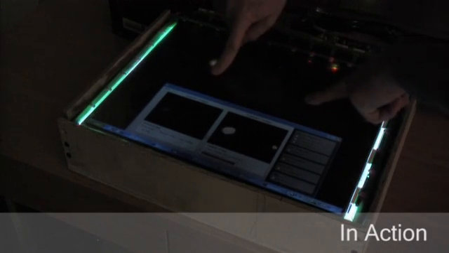Freeing users from the bulky camera-based multi-touch systems, FiberBoard is a low-cost and compact solution that allows seamless use of existing multi-touch frameworks.